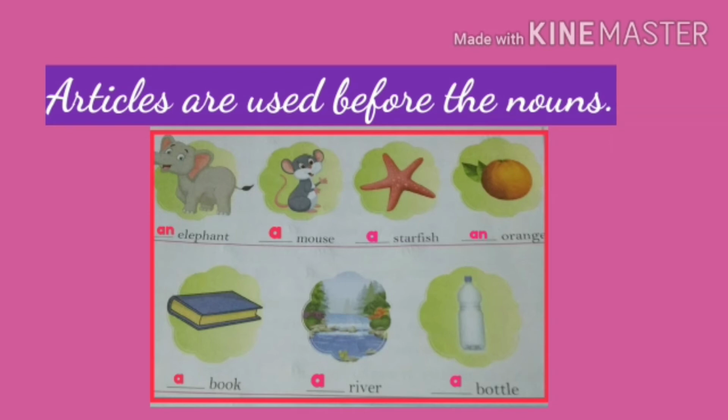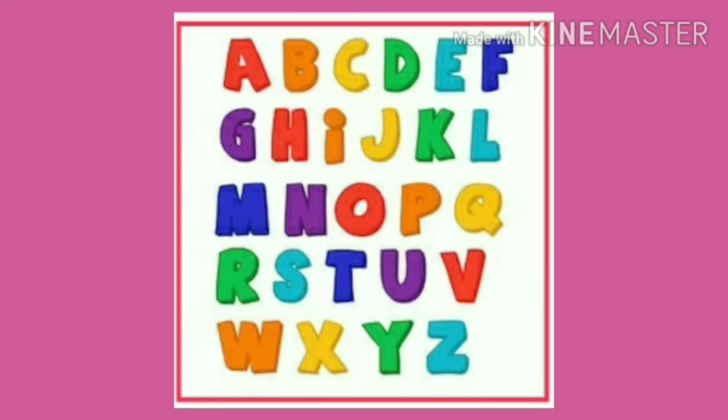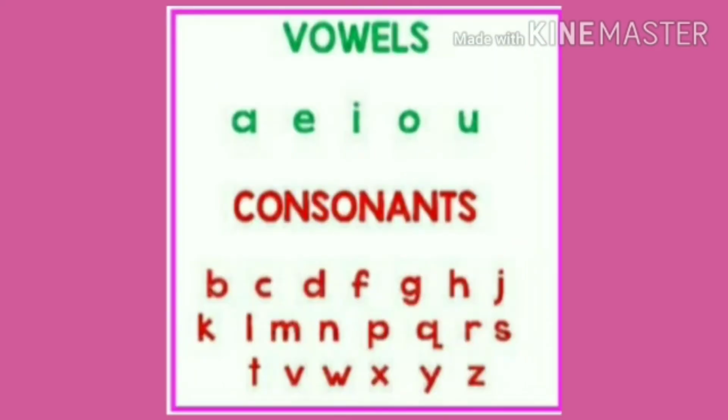Children, do you know how many letters are in the English alphabet? Yes, there are 26 letters in the English alphabet. Among them, 5 letters are vowels. Which are they? A, E, I, O, U. All the other letters, that is 21 letters, are called consonants.